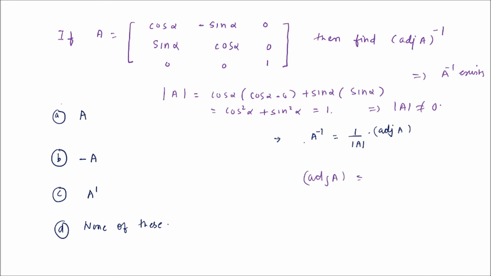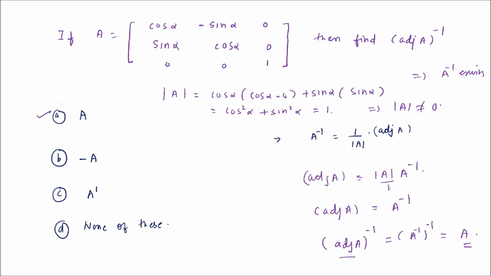So this can be written as adjoint of A is equal to, taking determinant of A on the left hand side, determinant of A into inverse of A. So adjoint of A is equal to, it is 1, so 1 into this. So taking inverse on both sides, this is equal to A. Inverse of this inverse is equal to A. That means the inverse of adjoint of A is equal to A. This will be our answer.